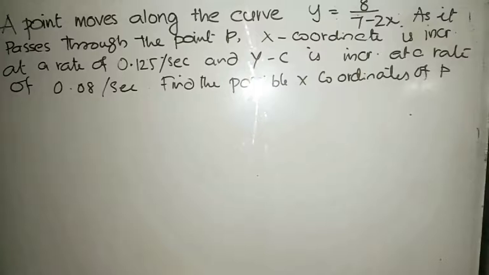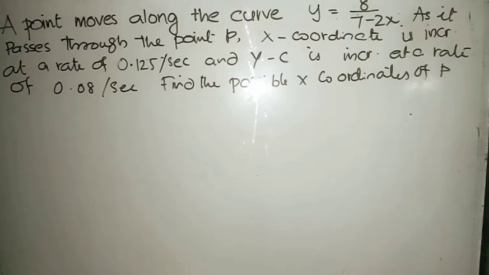A point moves along the curve y is equal to 8 by 7 minus 2x. As it passes through the point P, the x coordinate is increasing at a rate of 0.125 per second and the y coordinate is increasing constantly at a rate of 0.08 per second. Find the possible x coordinates of P.